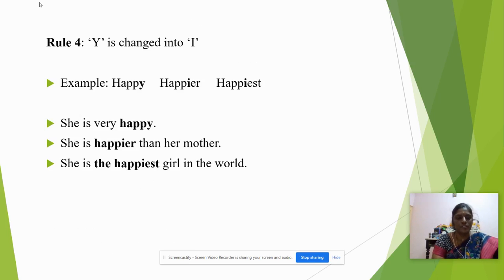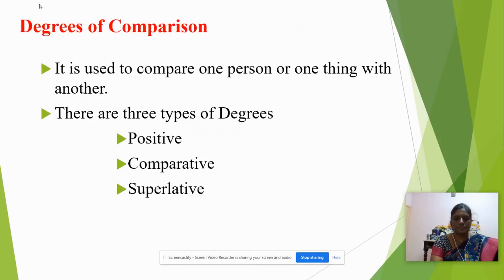Next one, rule 4. The last letter Y is changed into I. See the word happy.